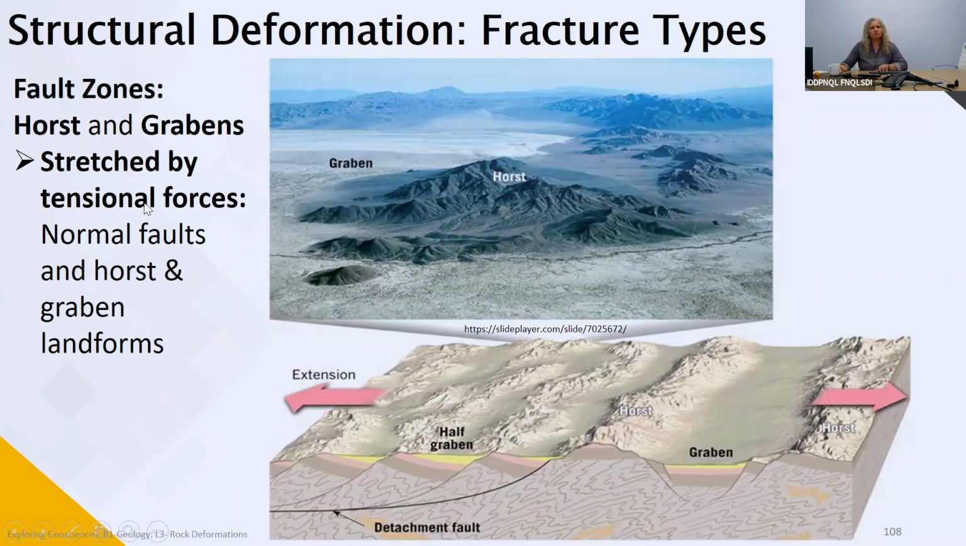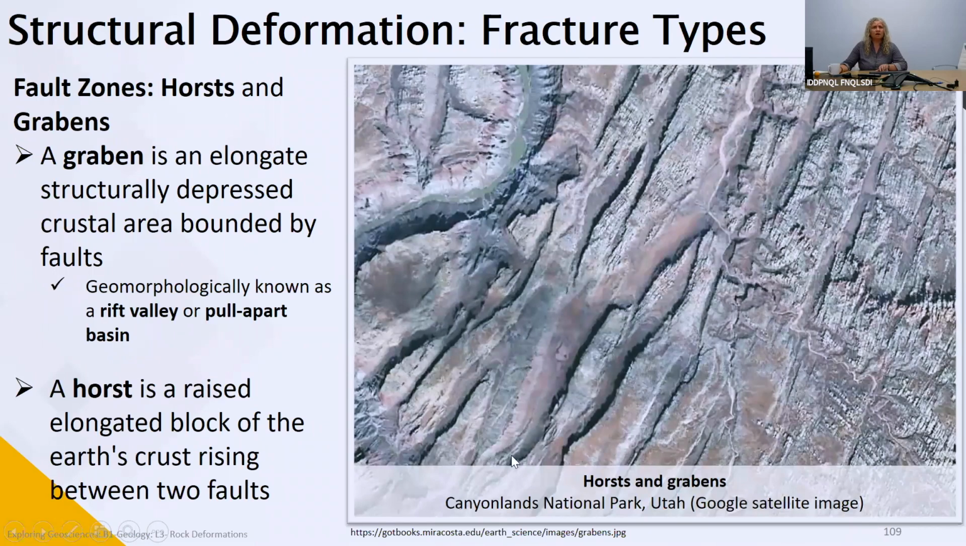So here it is stretched by tensional forces so that we have a series of normal faults. Again, here on the field, it's very evident. On the field, grabens are also known as rift valleys. So between any rift, there's a valley. So there are the grabens, and whatever blocks were raised are the horsts.